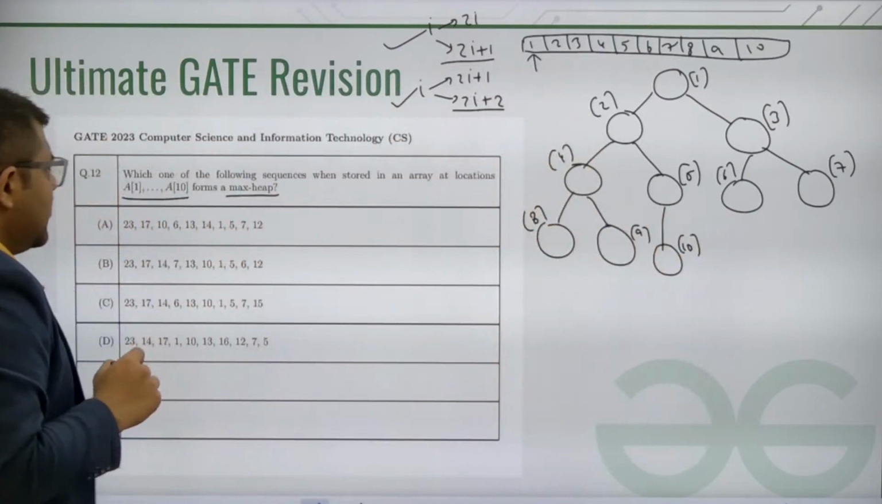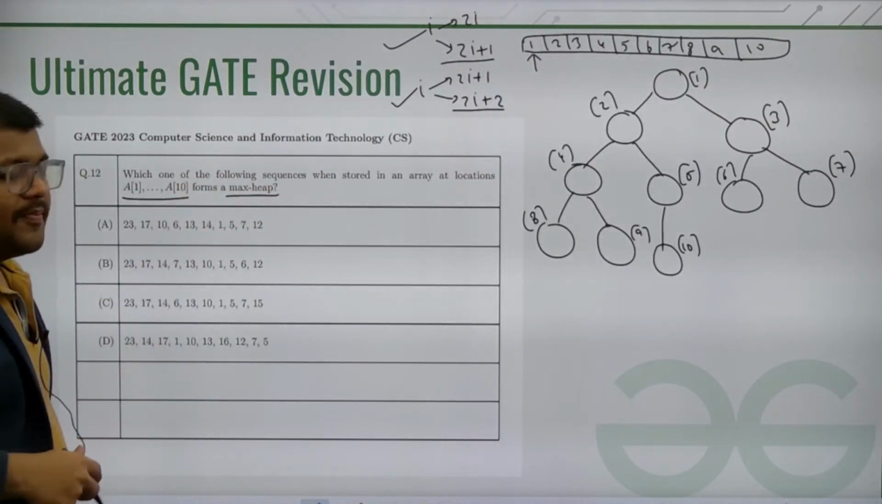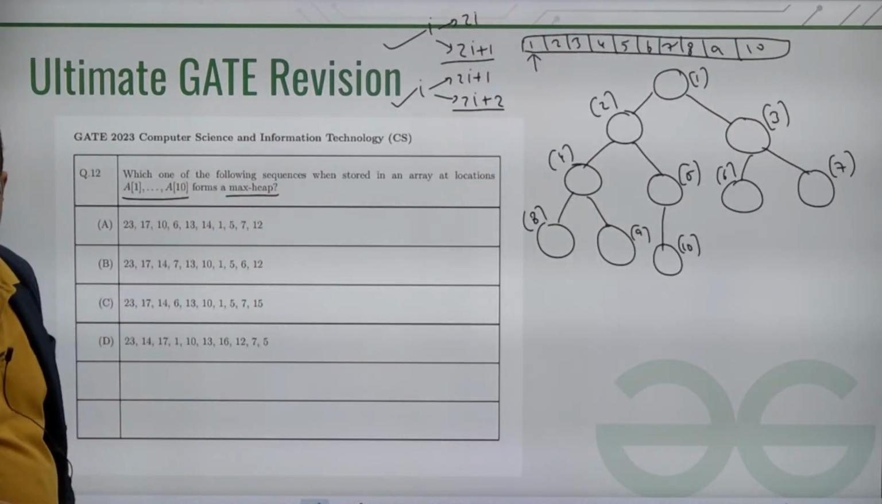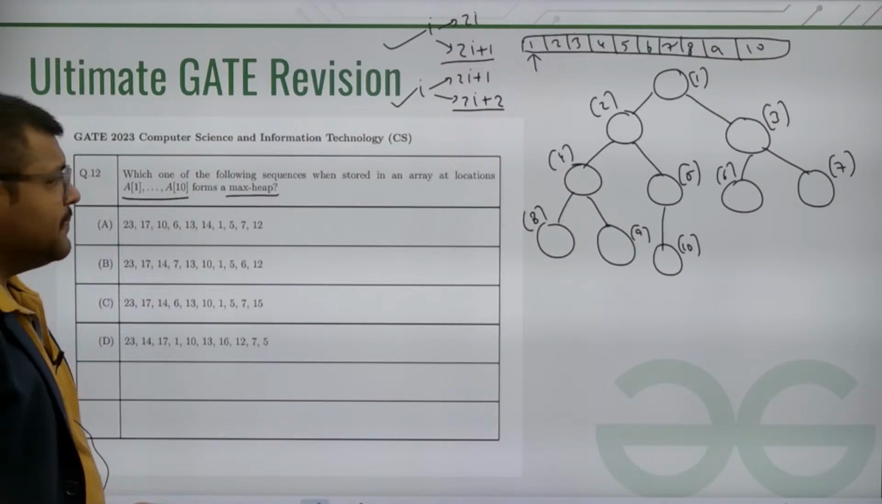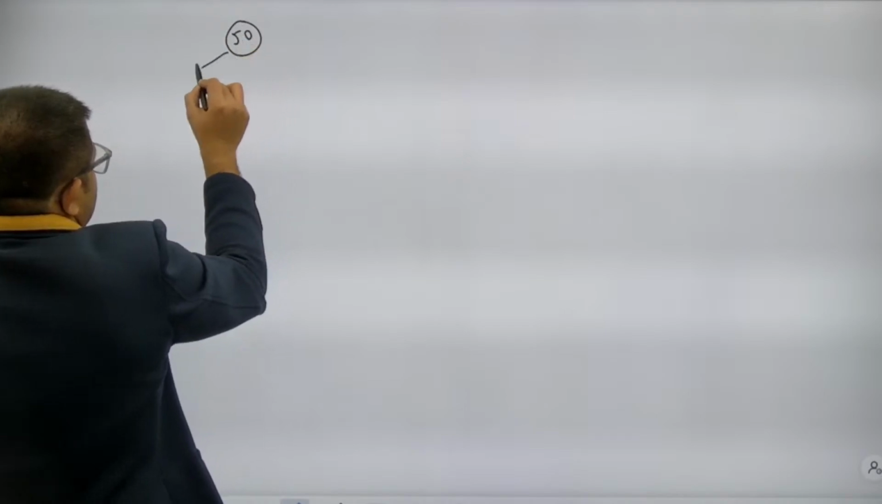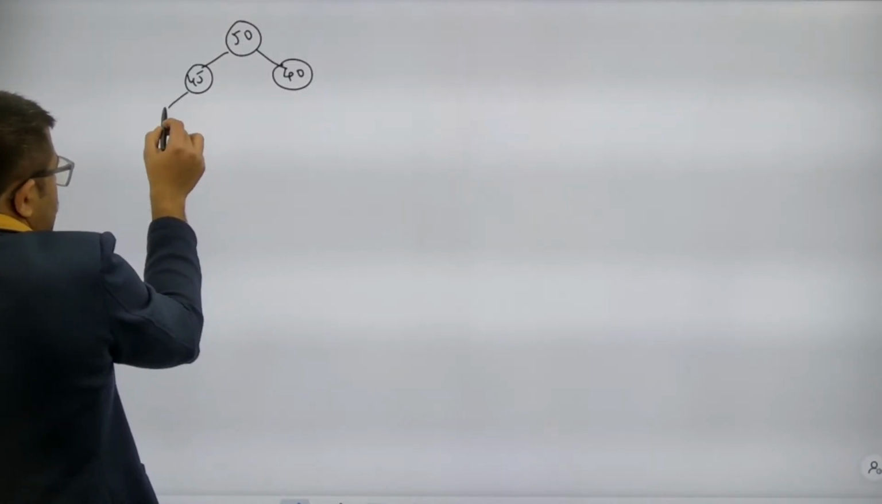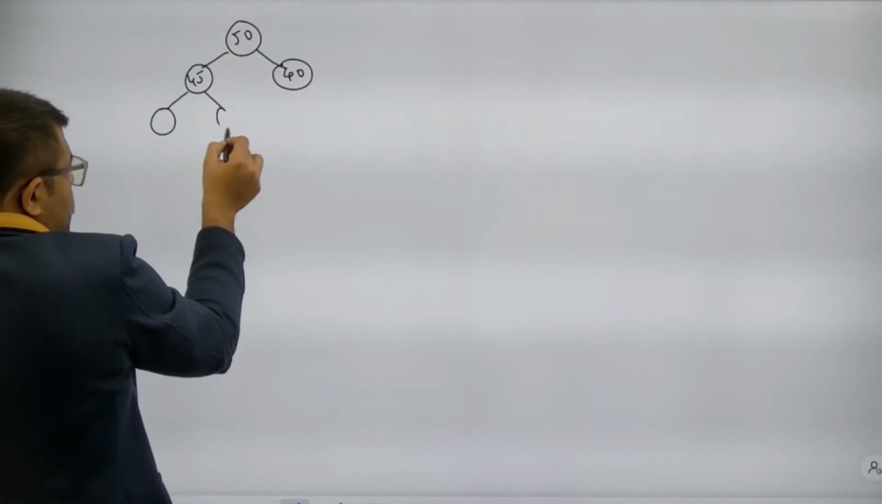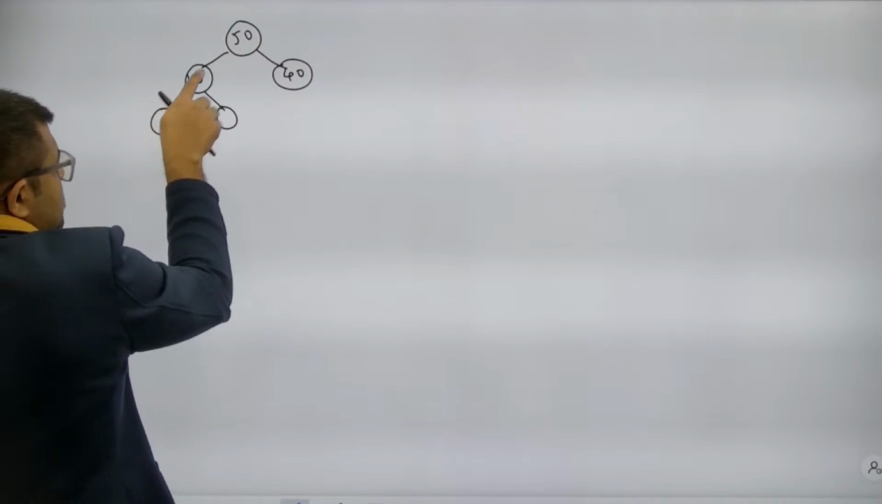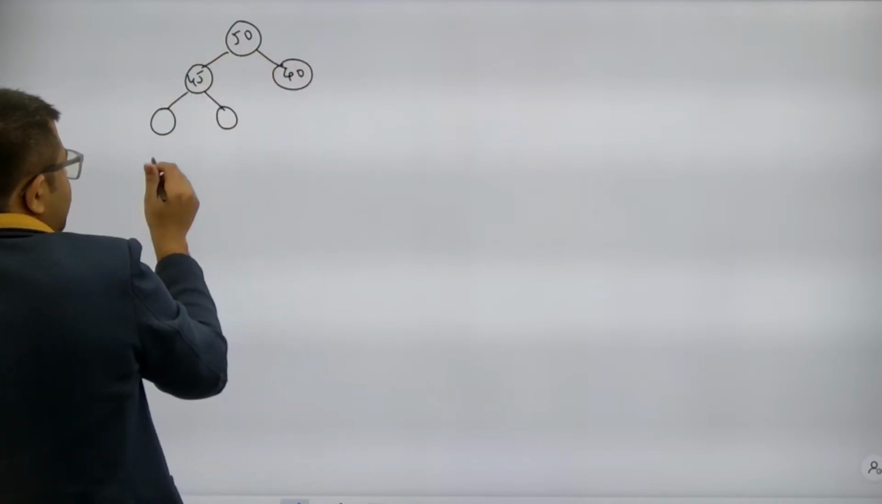Now they have asked which of the following will form a max heap. Now what is a max heap? A max heap is a binary tree in which each node has a larger value than all its children, and this is true for all the nodes. So the largest value will be at the top, let's say 50, this is 45, and this is, let's say, 40. Now here the nodes will have values even less than 45, because their children will have values less than this; 50's children will have values less than 50, and so on.